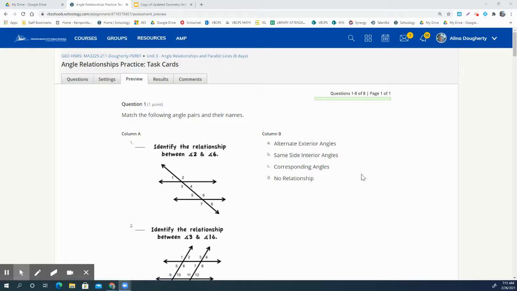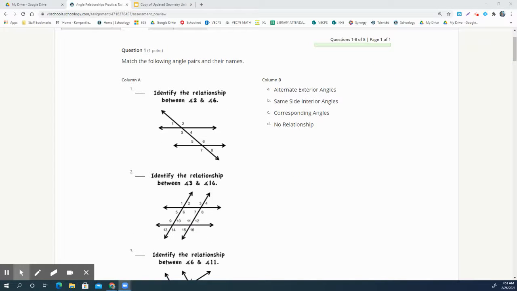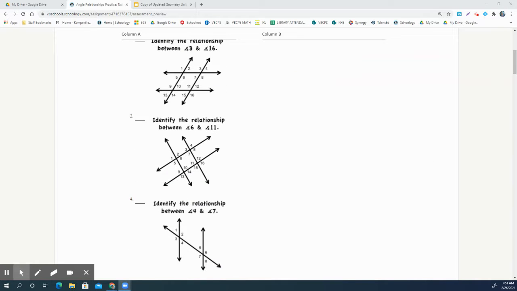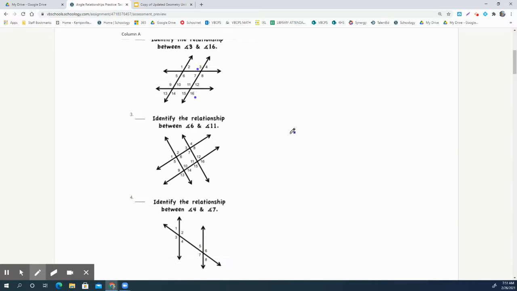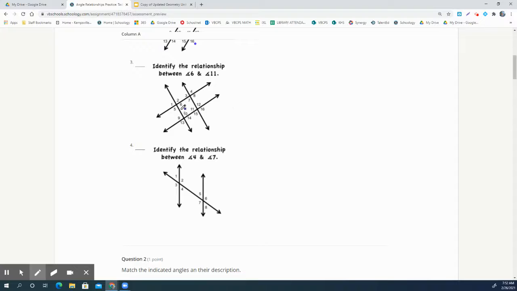All right, so what do we think? 2 and 6, what's the right answer here? Corresponding. 2 and 6, definitely corresponding. What about 3 and 16? Why alternate exterior? They're on opposite sides of that transversal and outside the parallel lines. What about 6 and 11? 6 and 11.